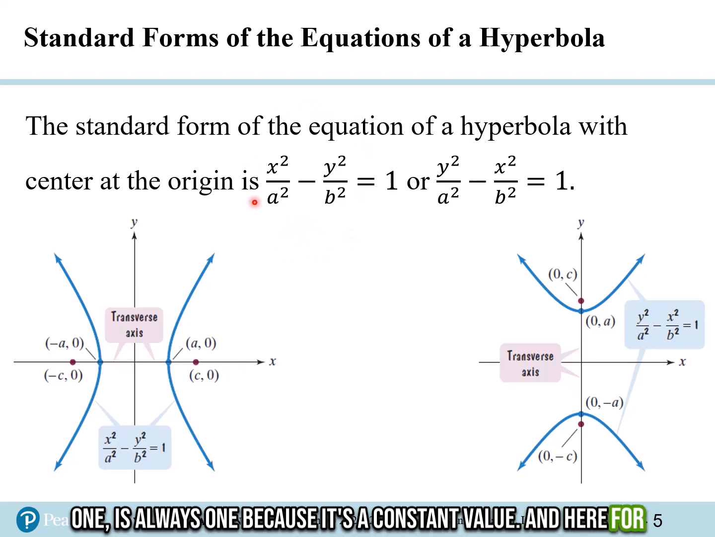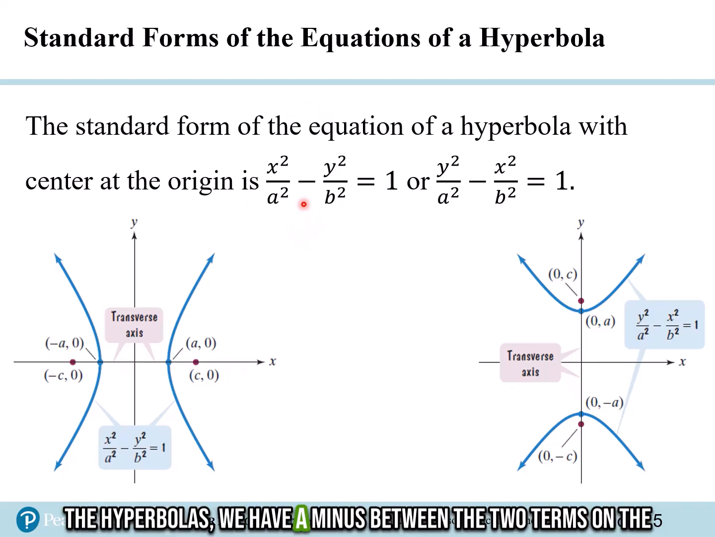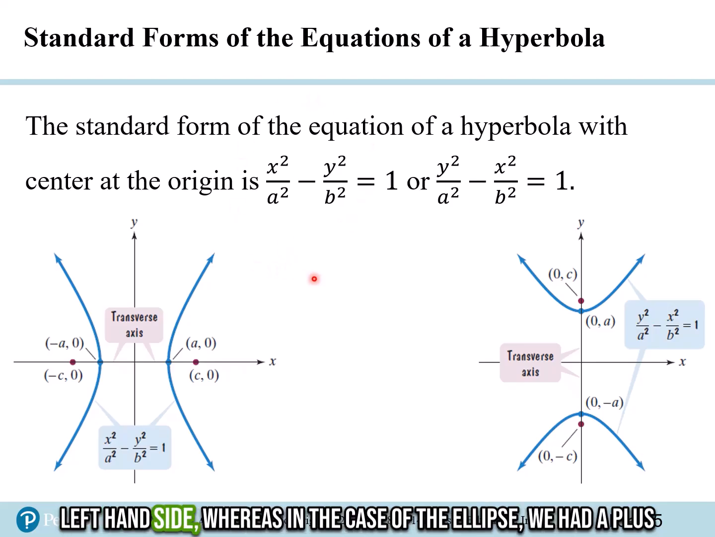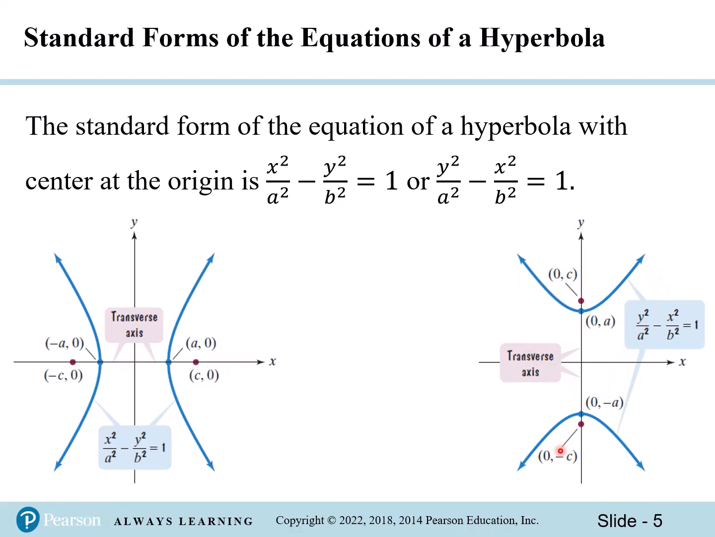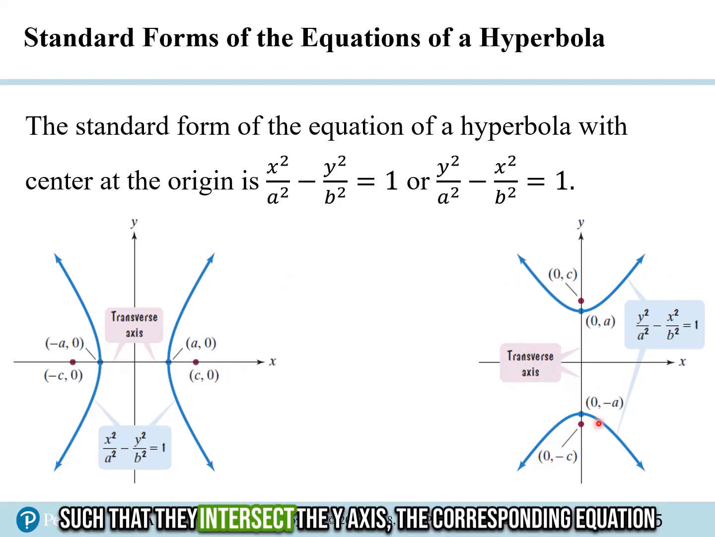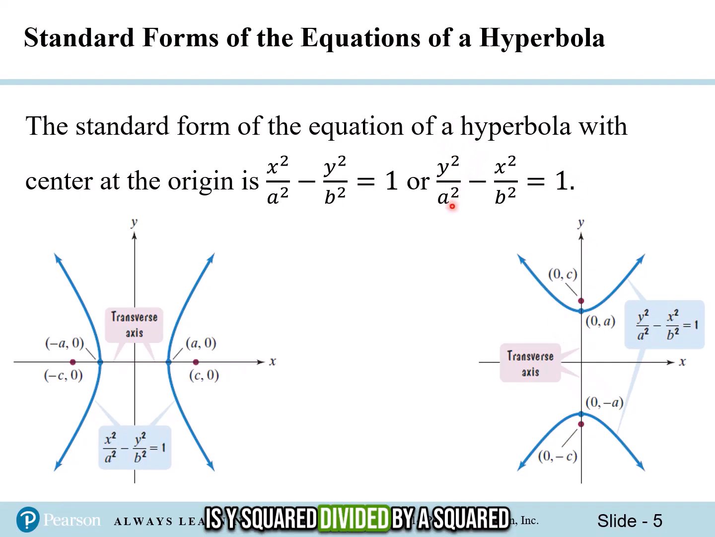And here, for the hyperbolas, we have a minus between the two terms on the left-hand side, whereas in the case of the ellipse, we had a plus between the two terms. When the hyperbolas are positioned such that they intersect the y-axis, the corresponding equation is y squared divided by a squared minus x squared divided by b squared equals 1.